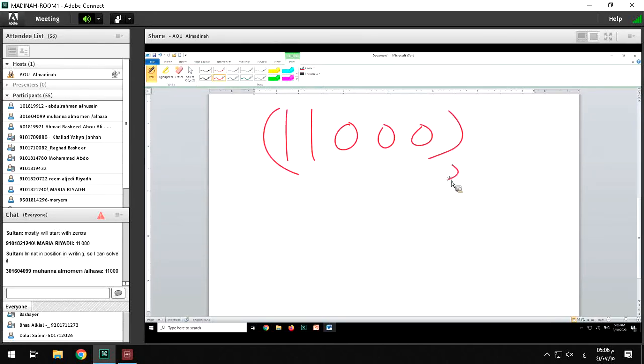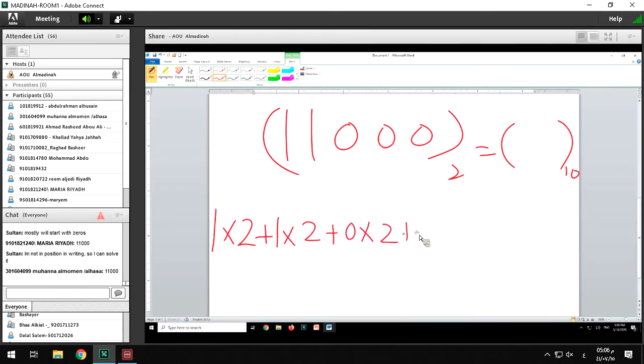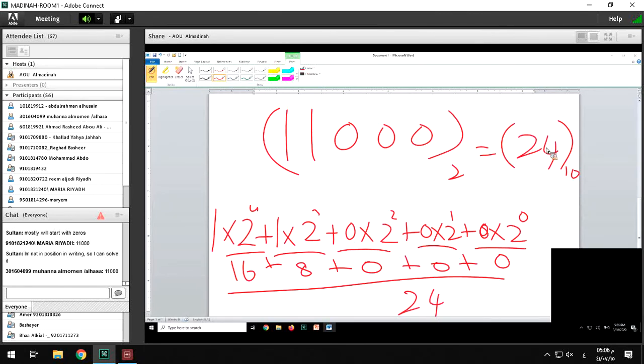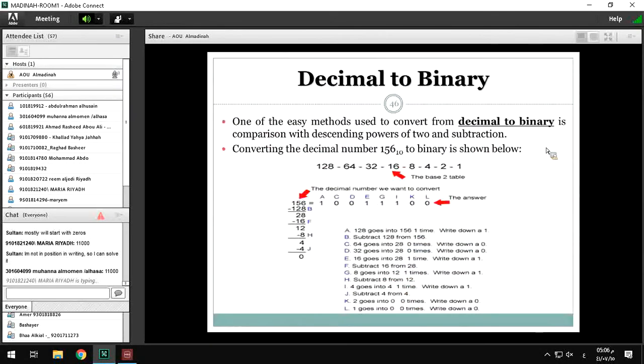11000 of binary to decimal. How do you convert? 1 multiplied by 2 to the power 4, plus 1 multiplied by 2 to the power 3, plus 0, plus 0, plus 0. We have 3 zeros. Now add powers 0, 1, 2, 3, 4. So it is 0 plus 0 plus 0 plus 8 plus 16. 16 plus 8 is 24. So it is 24. So you got an idea about how to convert the numbers from binary to decimal and decimal to binary.